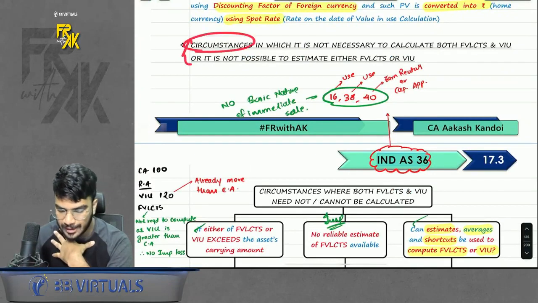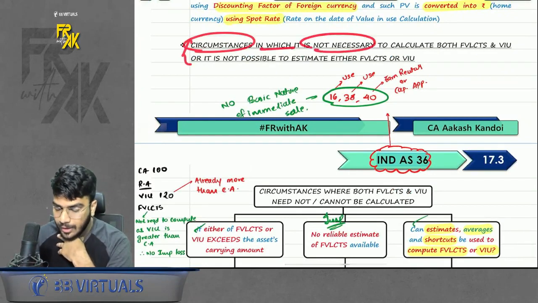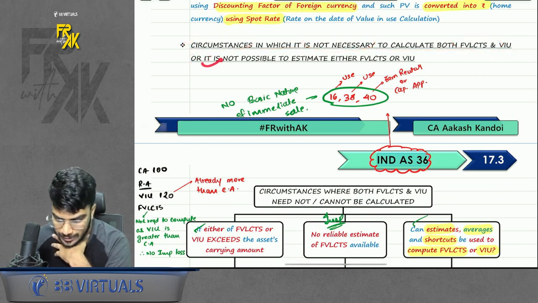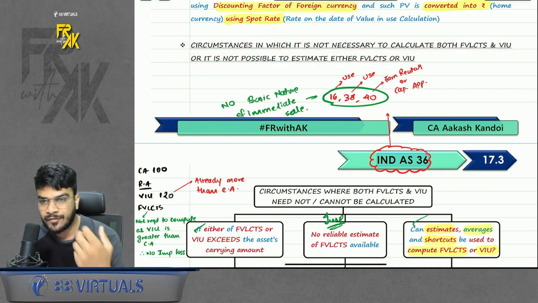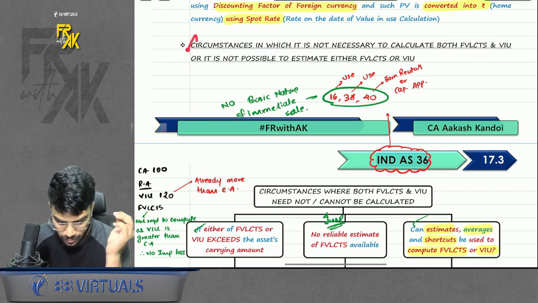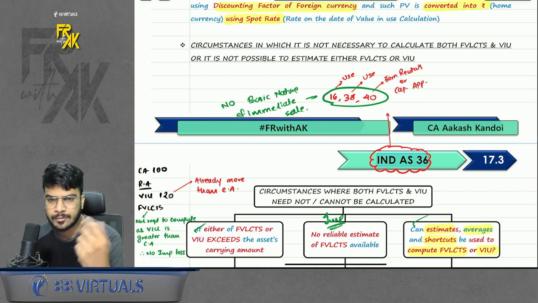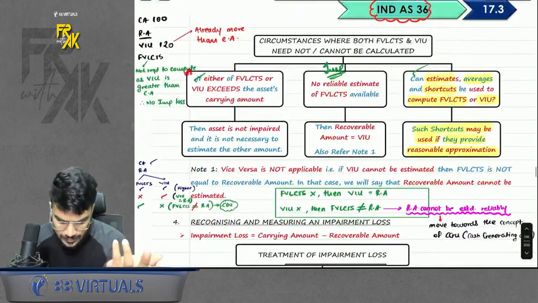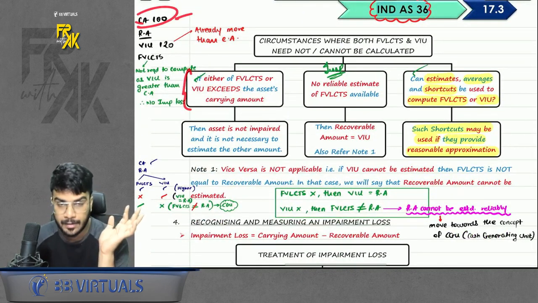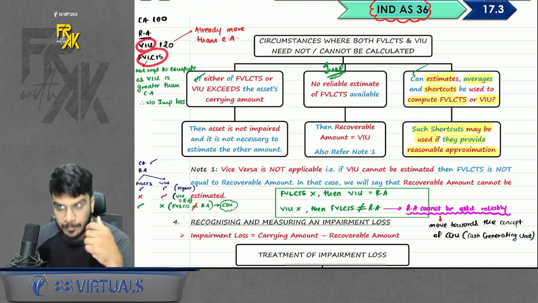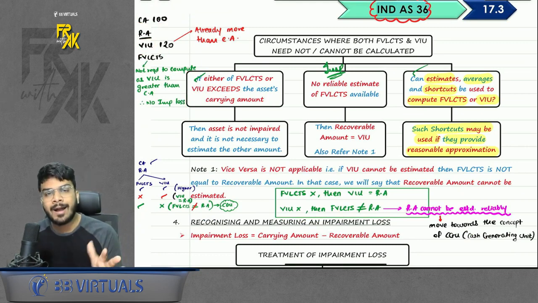Next point. Circumstances in which it is not necessary to calculate both FVLCTS and value in use, or it is not possible to estimate either FVLCTS or value in use. What does this point talk about? It says sometimes we need not find both FVLCTS and value in use. In this case, let's say, for example, your carrying amount is 100. Standard will ask you whether you can compute both of them. I will say yes, I can compute both. If required, I can compute both.